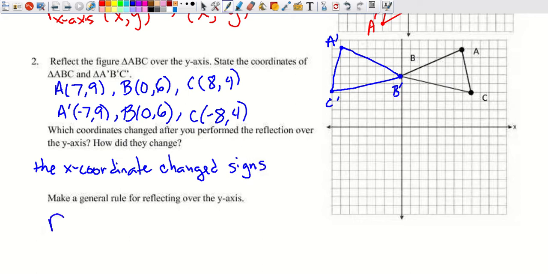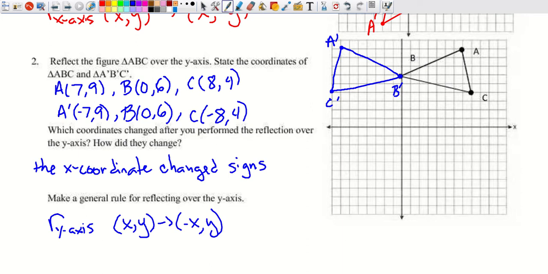And so the general rule would be our y-axis, and then the point (x, y) becomes (-x, y). So in general, the easy way to remember this is whatever axis you reflect over, you change the sign of the other letter. So if you reflect over the x, you change the sign of the y, and if you reflect over the y, you change the sign of the x.